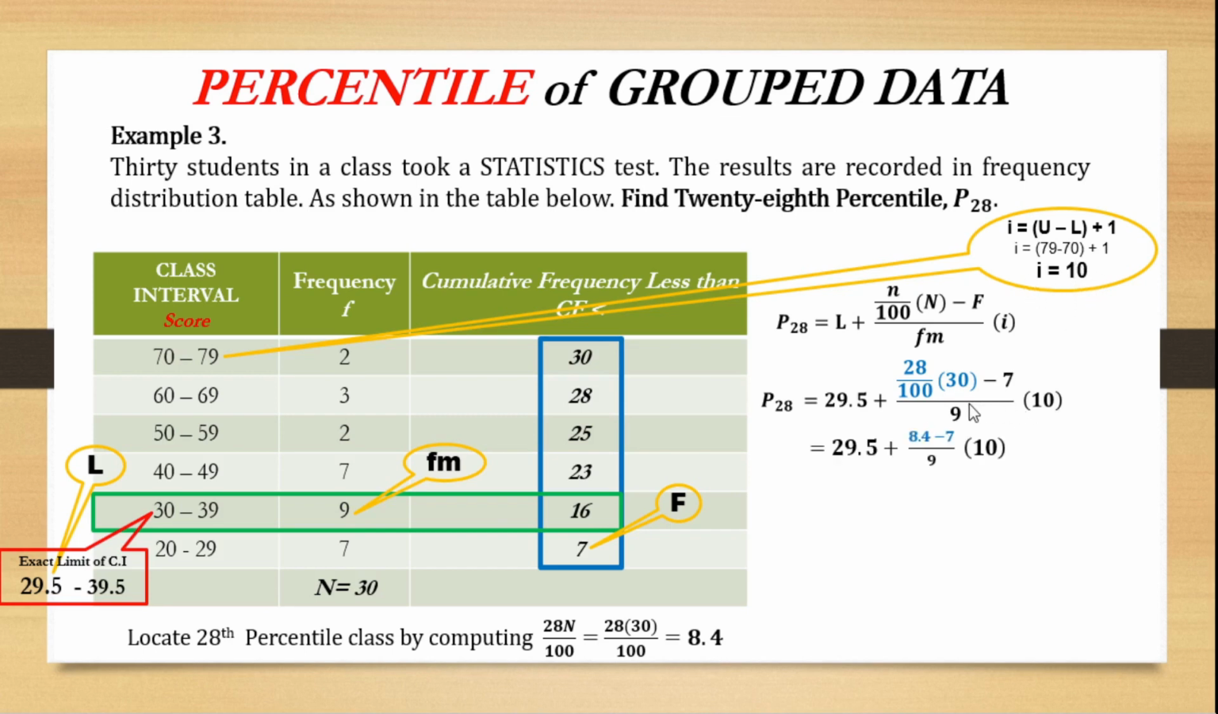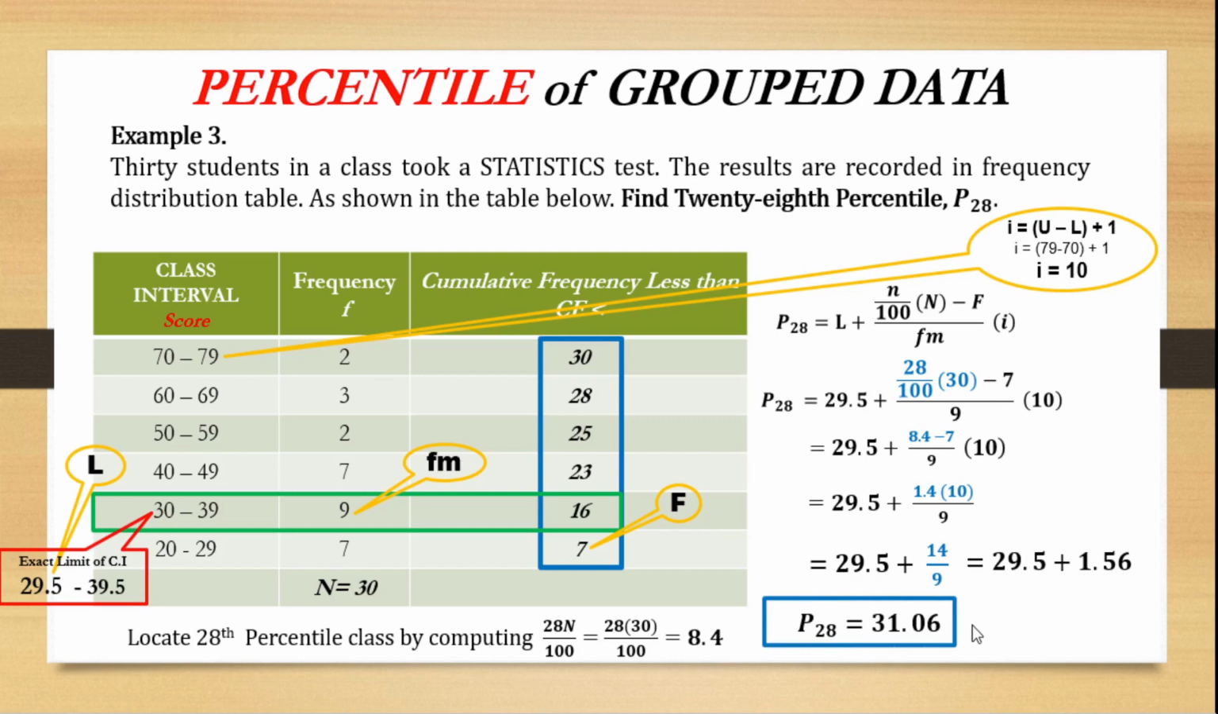Simplifying, we have to simplify first. 28 divided by 100 times 30 is equal to 8.4. So we have 8.4 minus 7, which gives us 1.4. Then the 1.4 will be multiplied by our 10. So 1.4 times 10 is 14. We divide 14 by 9, so we have 29.5 plus 1.56, which is equal to 31.06. Then we can say that the 28th percentile of the given data set is 31.06.